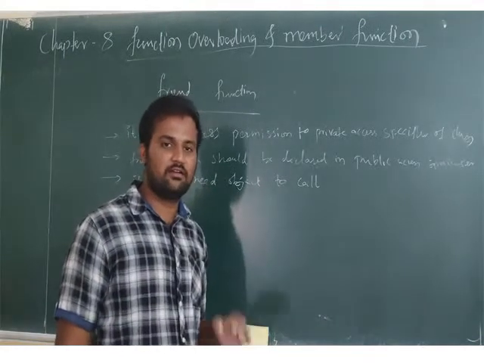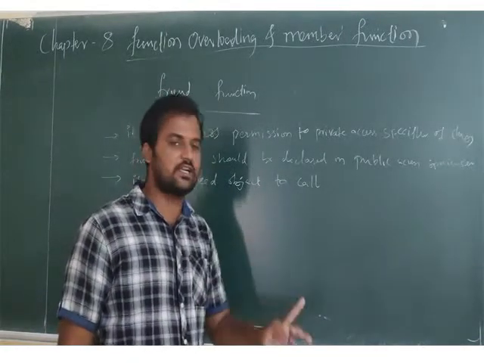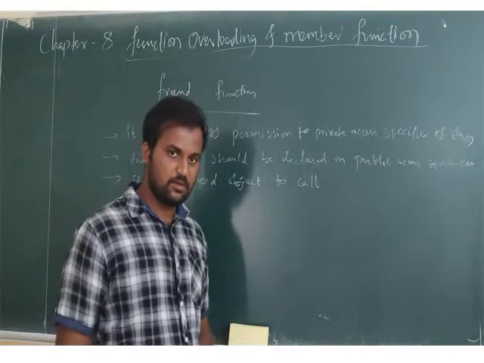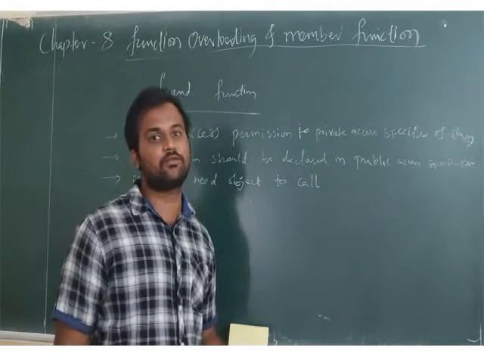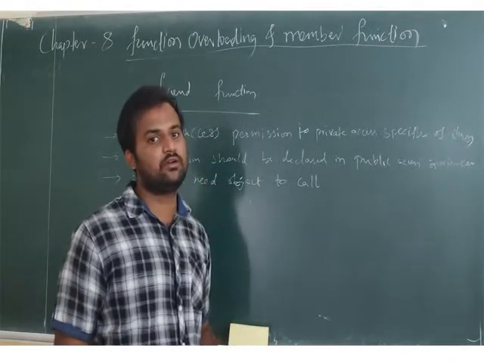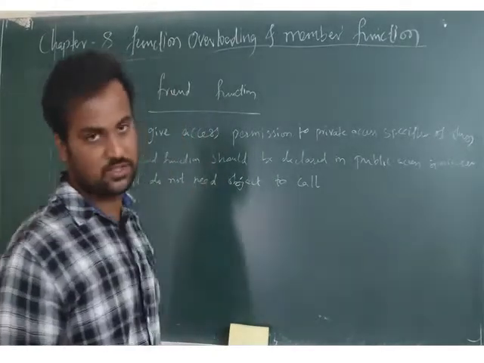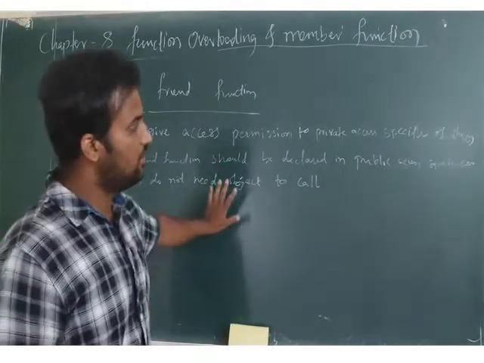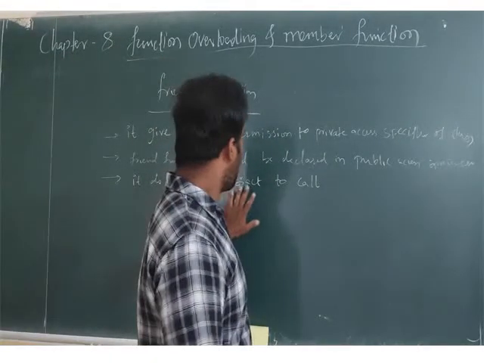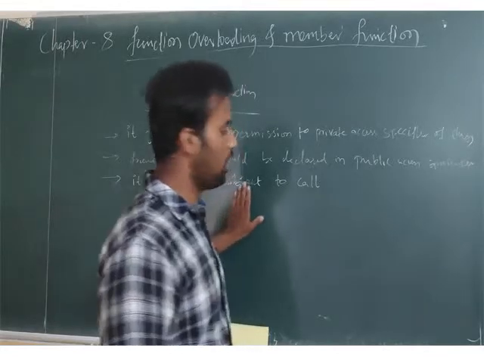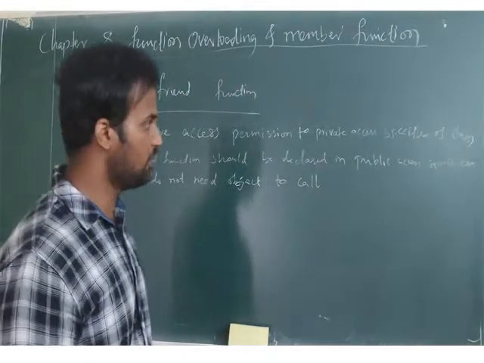In void main, what happens is we have to write class name and object. By using that object, what we are going to do? We are going to call the member function. But here we do not need an object to call. Okay?